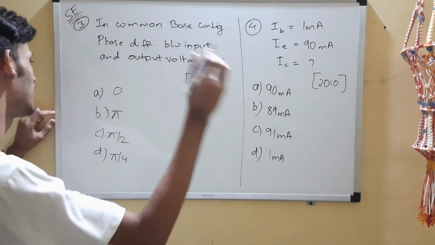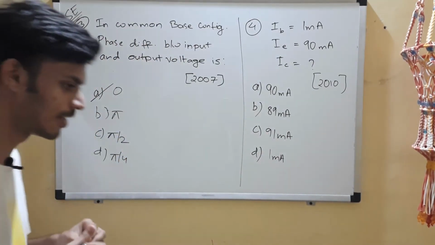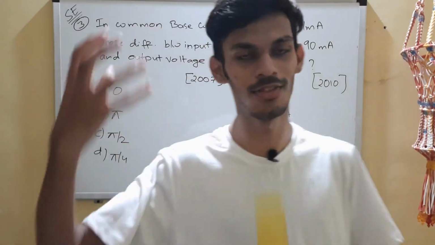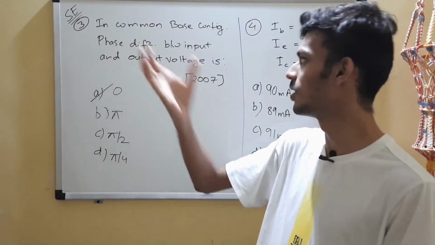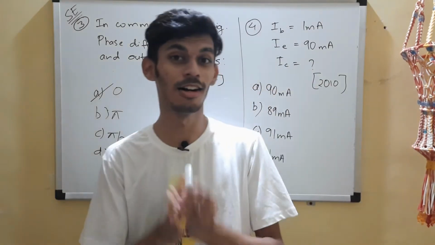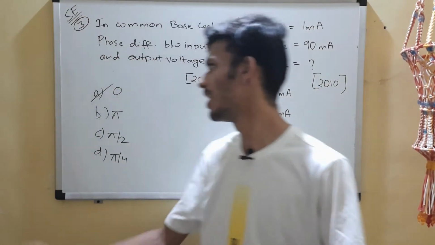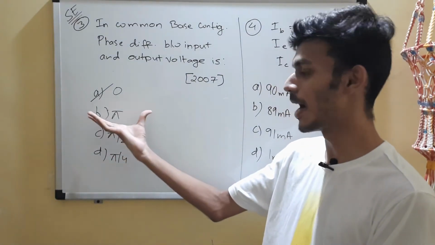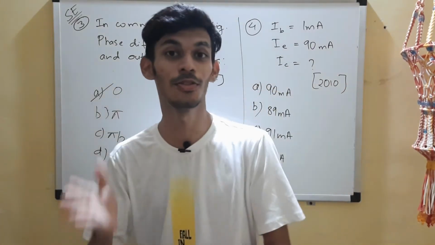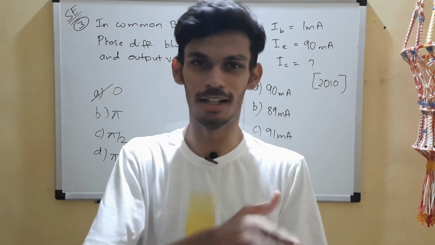The correct answer is option A. Okay, there is no phase difference, or the phase difference is 0 between the input and the output voltage in a common base configuration. Some of you might have gone wrong saying that the phase difference is pi. It will be pi in case of common emitter configuration.